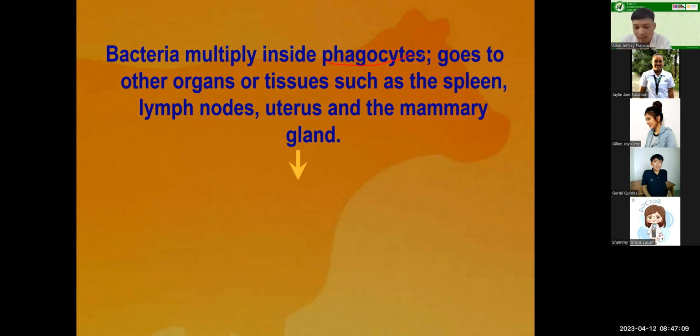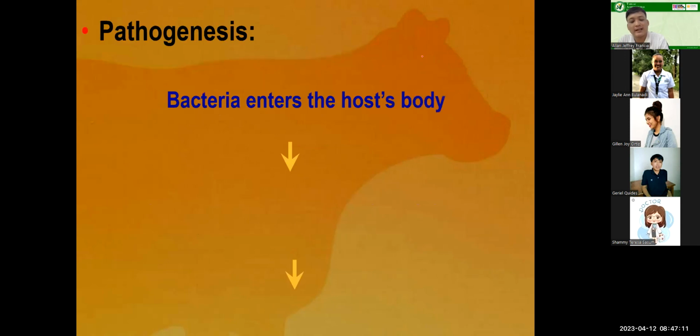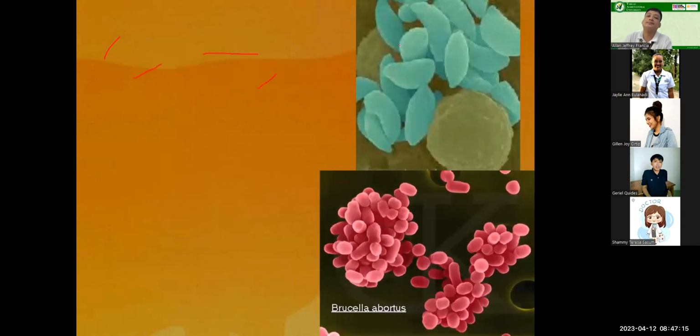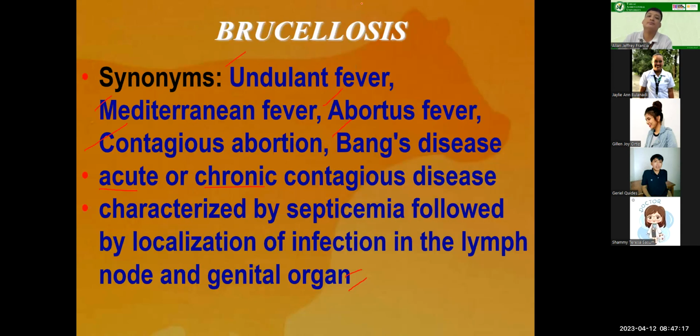So kapag ka nakatago na sila doon or nakapasok na sila doon, hirap nang ma-recognize ng immune system. That's why meron tayong chronic disease. However, kapag hindi pa nila napapasok yung mga phagocytes natin, they could be easily recognized by the immune system, magkakaroon tayo ng acute contagious disease form.